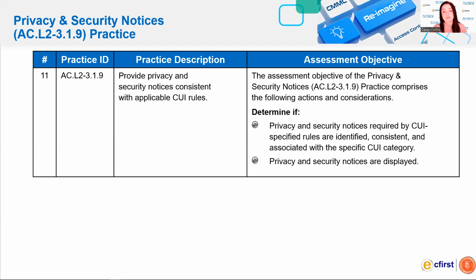Privacy and security notices. Provide privacy and security notices consistent with applicable CUI rules. So those notices required by CUI specified rules are identified, consistent, and associated with the specific CUI category, and privacy and security notices are displayed.